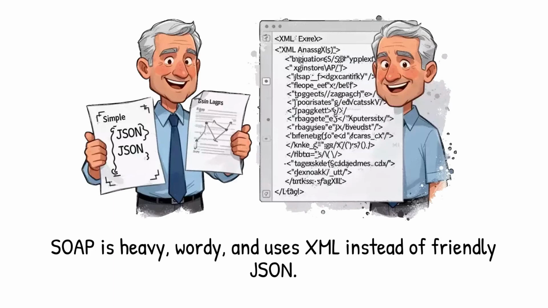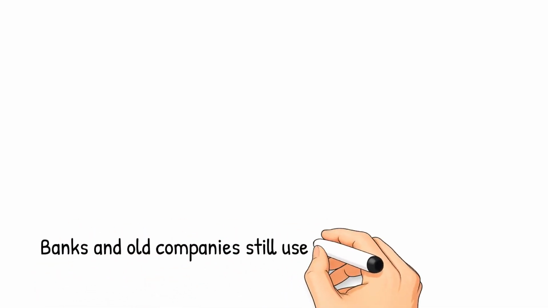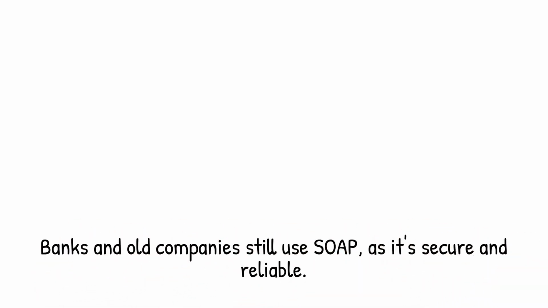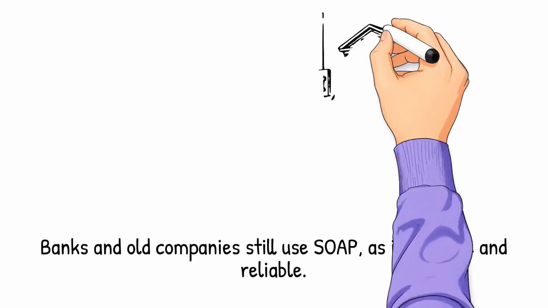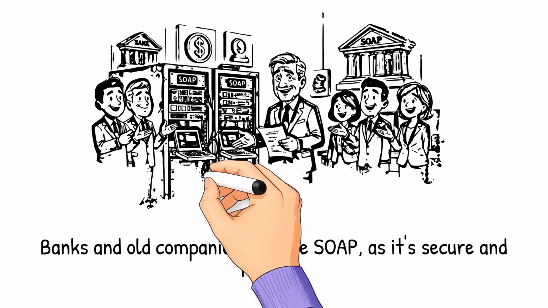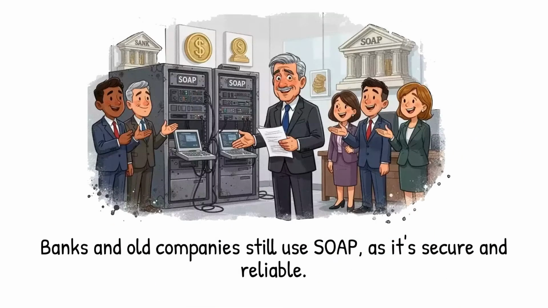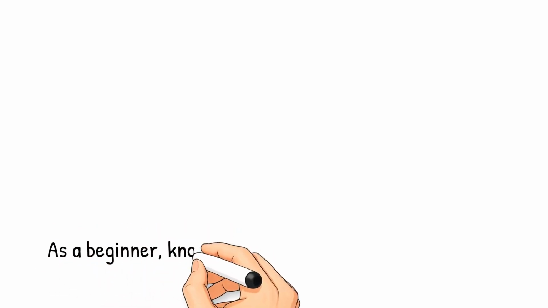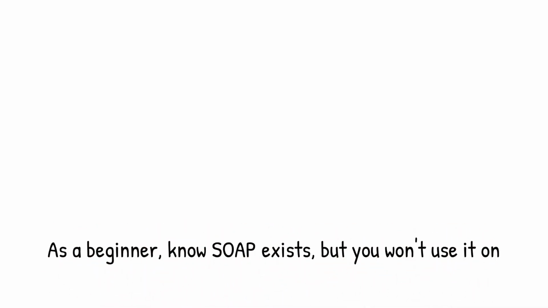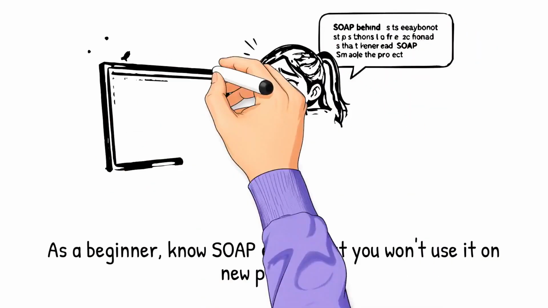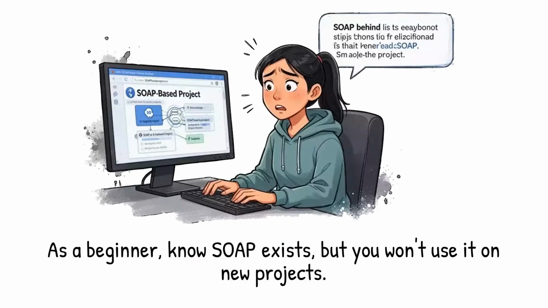a lot more cluttered. So why does it still exist? Because banks, insurance companies, and old enterprise systems built everything on SOAP years ago, and that stuff is rock solid and secure. As a beginner, you almost certainly won't start a new project in SOAP, but if you join a big bank or a large old company, don't be surprised to see it. Just know what it is, and you won't panic.